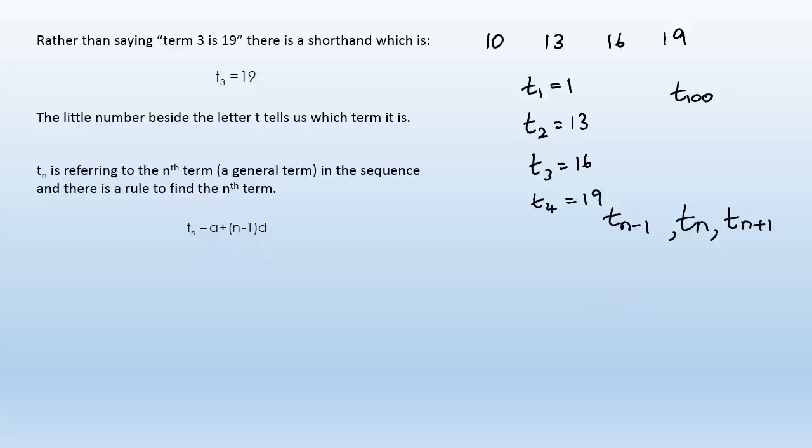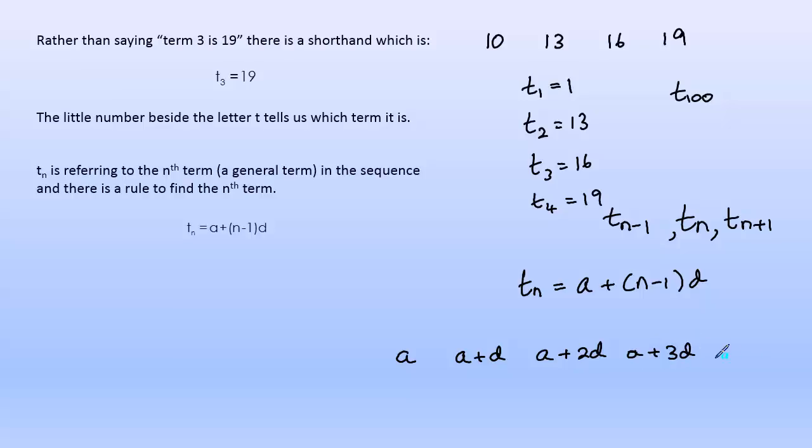It is that Tn is equal to a + (n-1)d. Now let's just explain that. If we think about an arithmetic sequence, the first term we call a. To get the next one, we add the constant difference. To get the next one, we add another constant difference. And then to get the last one, the fourth one, and there'll be lots more.